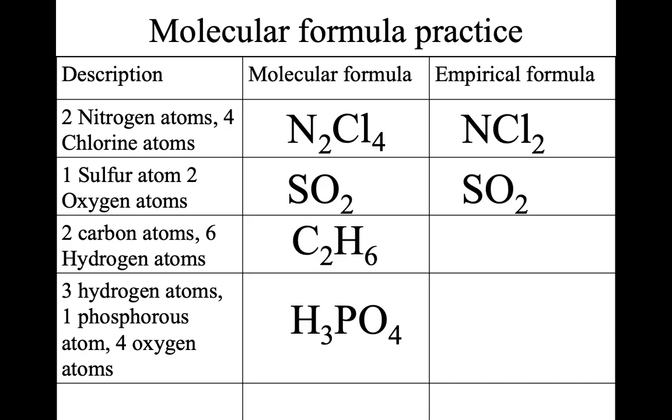The subscripts 1 and 2 in SO2 can't be divided to give smaller whole numbers, so the empirical formula is the same as the molecular formula. C2H6 subscripts can be divided by 2 to get smaller whole number subscripts, so the empirical formula is CH3, and H3PO4 subscripts can't be reduced to smaller whole numbers, so its empirical formula is the same as its molecular formula.